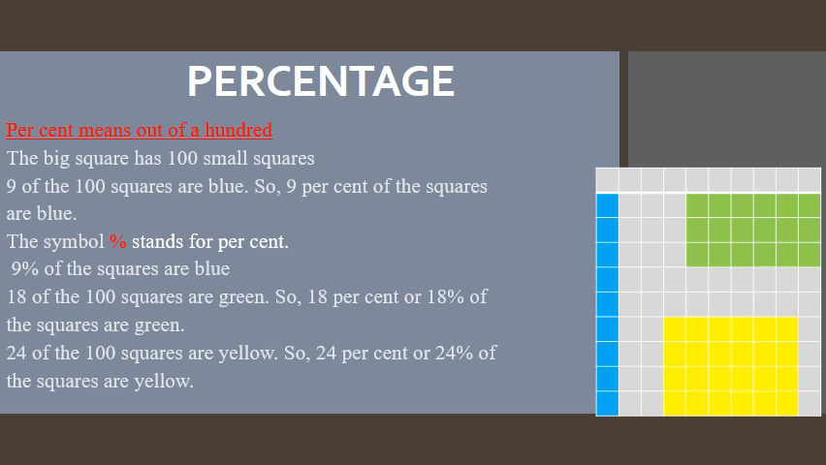Now children, let's see the other 24 of the squares are yellow. Means 24 out of 100 total squares are yellow in color. So we can say 24%, this is the symbol of percent. 24% of the squares are yellow in color. So children, I hope you have understood what we mean by percentage. Means out of 100. How many out of 100? Clear?